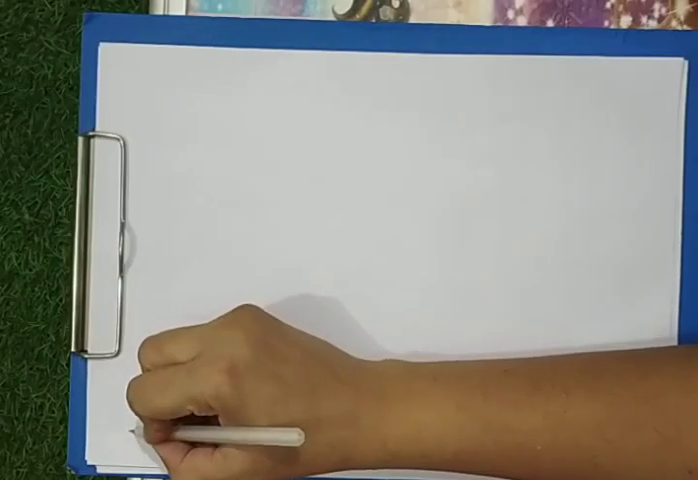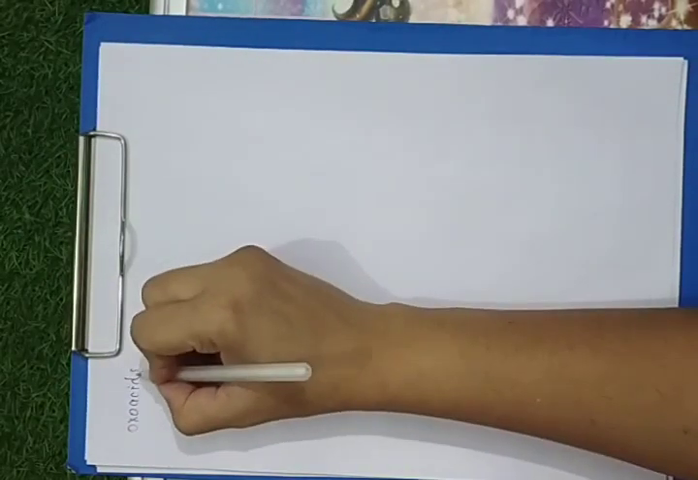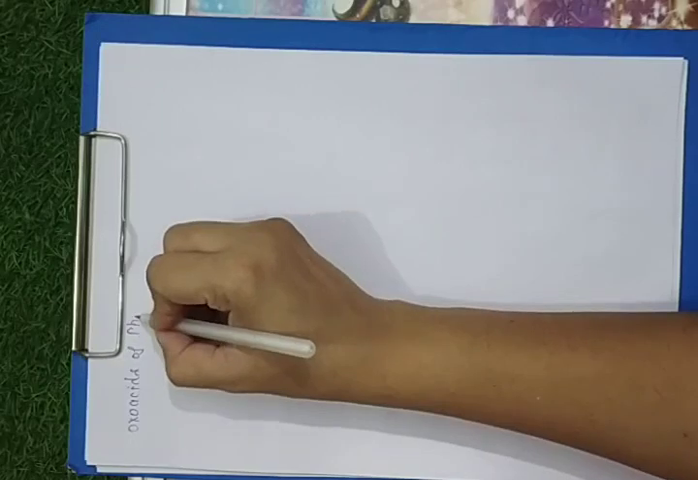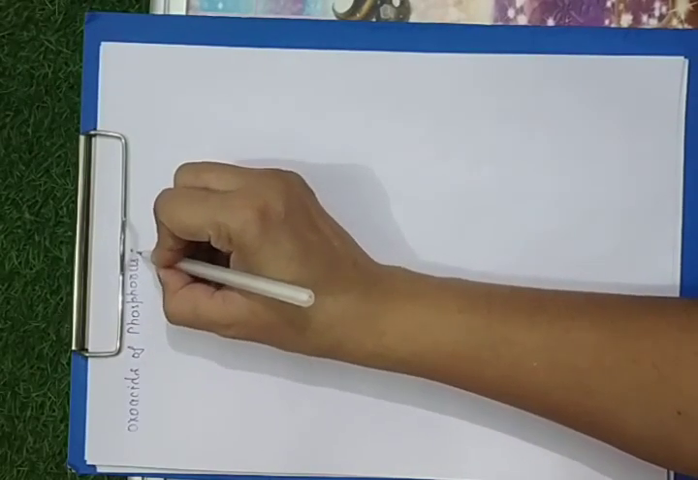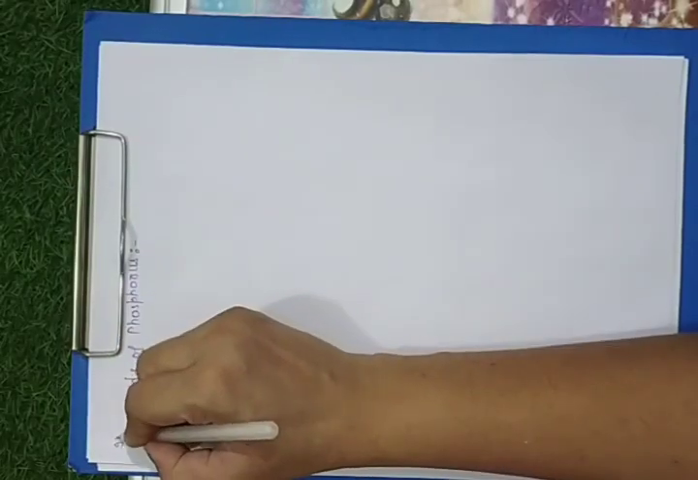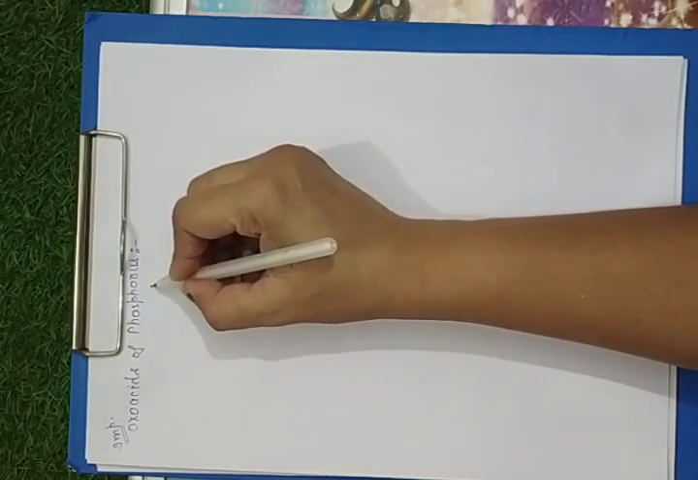So, we start with the new topic from group number 15 in p-block elements, that is oxoacids of phosphorus. This topic is very important for your exam. So, oxoacids of phosphorus.